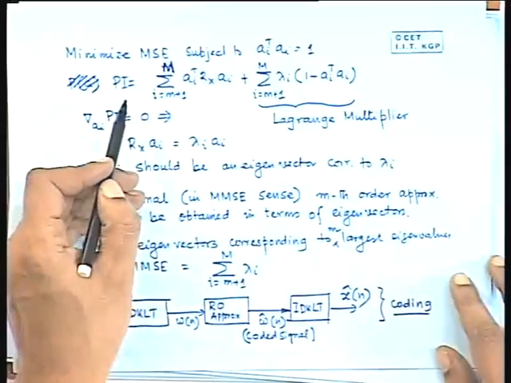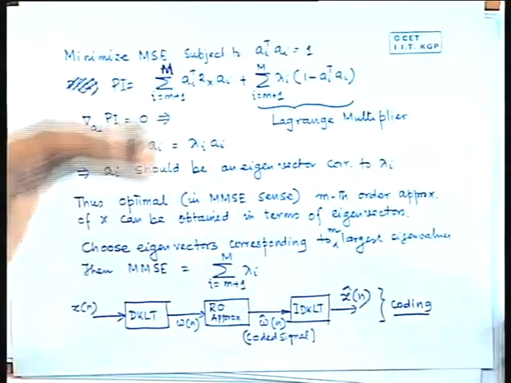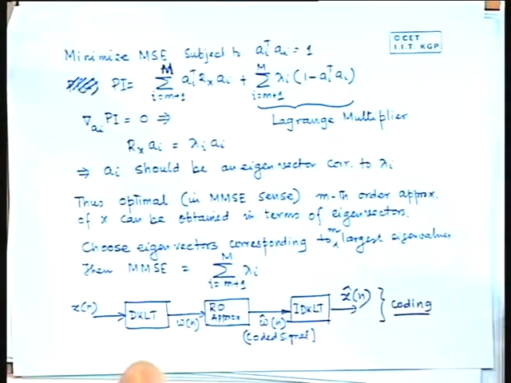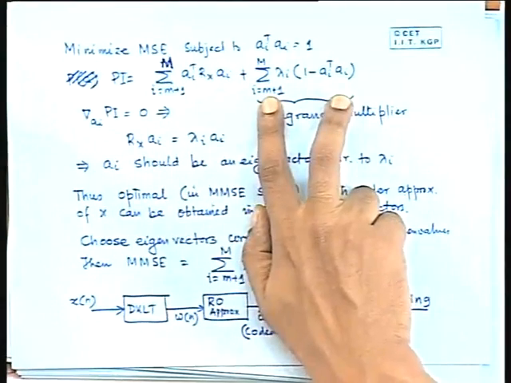Do you remember what we do when we have a performance function and we want to minimize it and we have some constraints? We use what is known as Lagrange multipliers. Basically, it's a way of converting the constrained optimization problem into an unconstrained optimization problem by adding these additional terms.